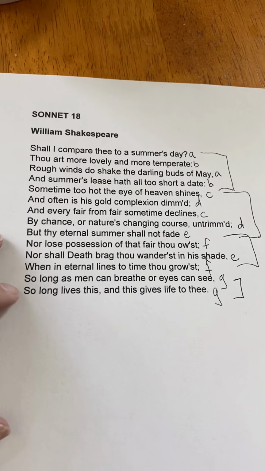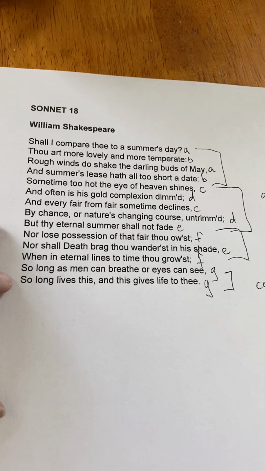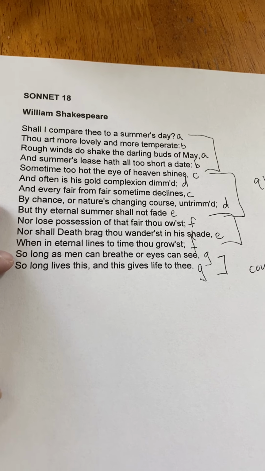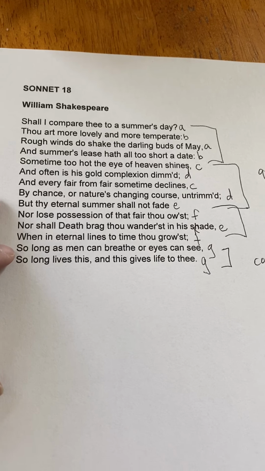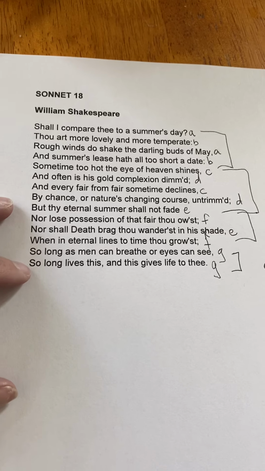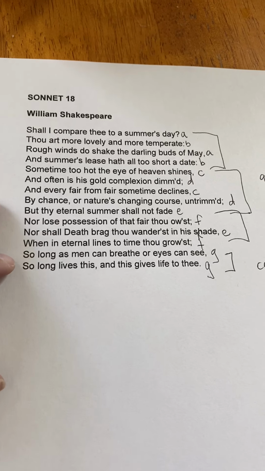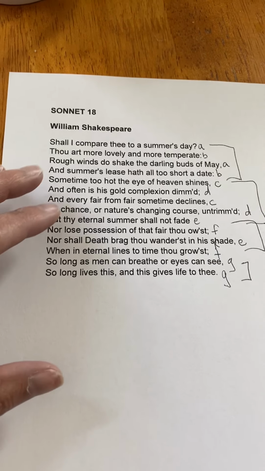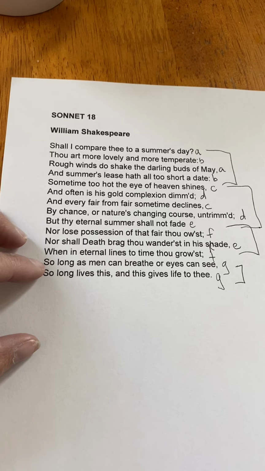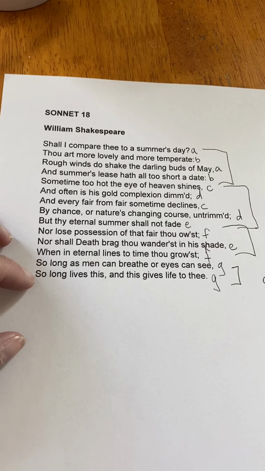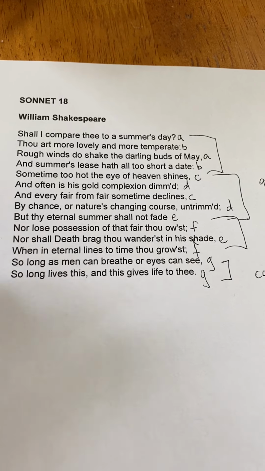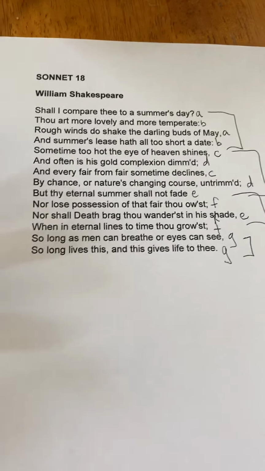And then the last two lines, the rhyming couplet, this is the best part. He's like, so long as men can breathe, our eyes can see, which is forever, hopefully. So long lives this, and this gives life to thee. And this is the poem, right? So forever, this poem's gonna be around, and every time anyone reads it, they're gonna think of you and know how beautiful you were. So to me, that's kind of awesome, right?